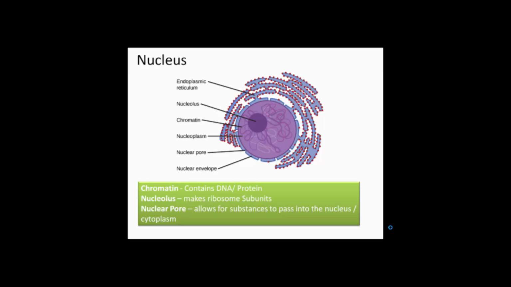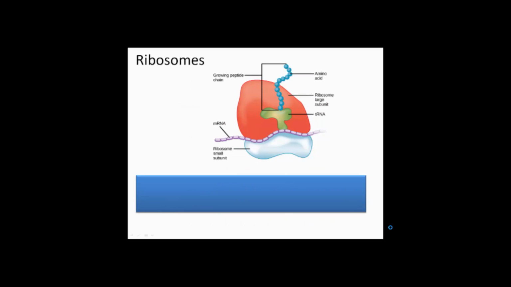The endoplasmic reticulum, the red dots represent the ribosomes, but keep in mind there's going to be sections of the endoplasmic reticulum that do not have ribosomes. Okay. The nuclear envelope is also a double membrane. It is the only double membrane organelle in the animal cell.